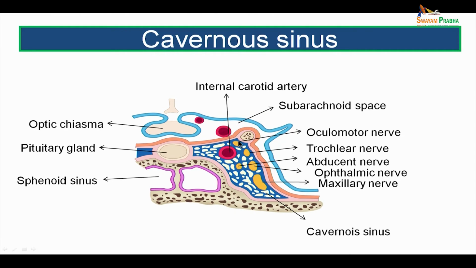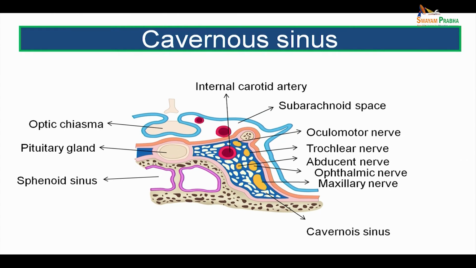These nerves are seen along the lateral wall of the cavernous sinus. Let us trace these nerves and see what happens to them further. The oculomotor nerve enters the cavernous sinus through the posterior part of the sinus. It travels along the lateral wall of the sinus and then it divides into its 2 rami, the upper and the lower rami, and these 2 rami will leave the cavernous sinus and enter into the superior orbital fissure.